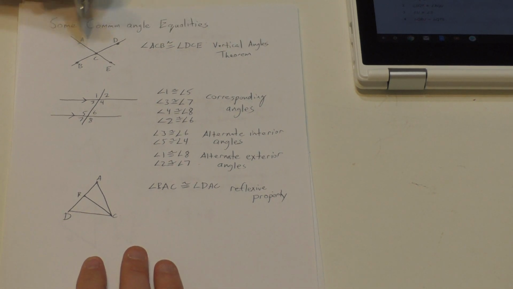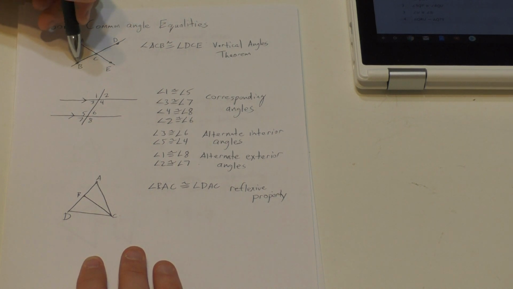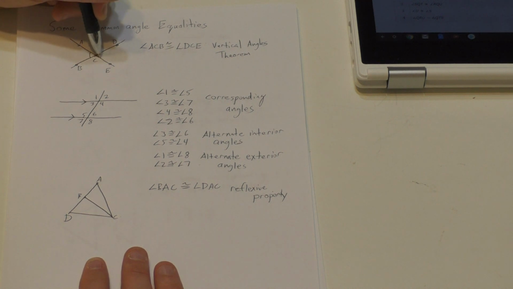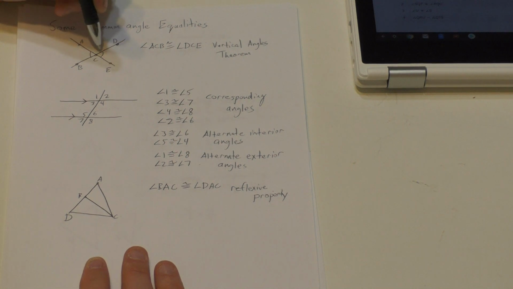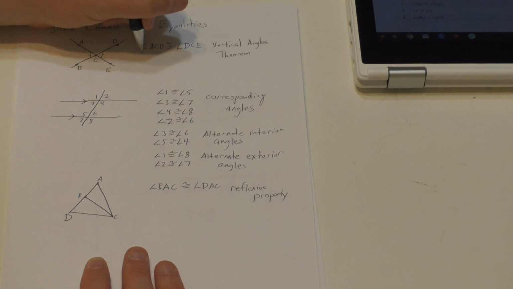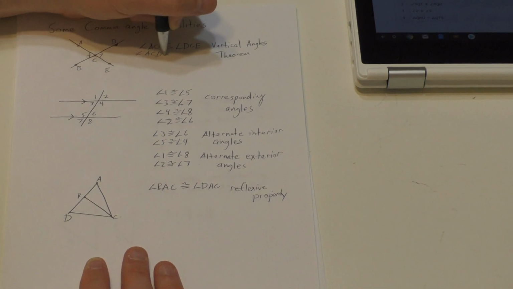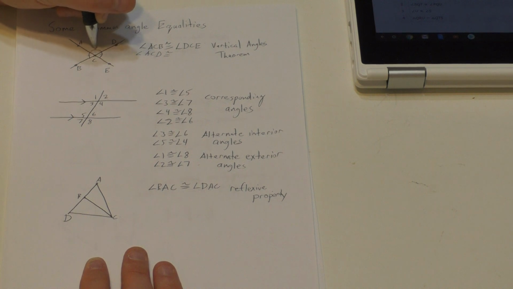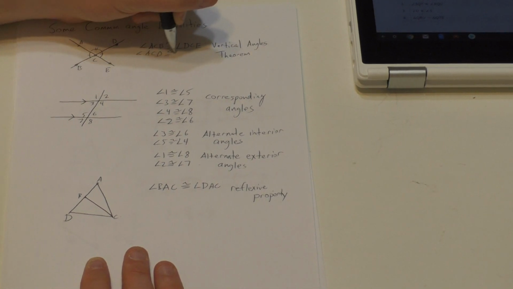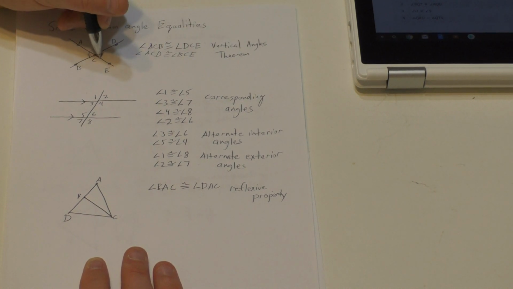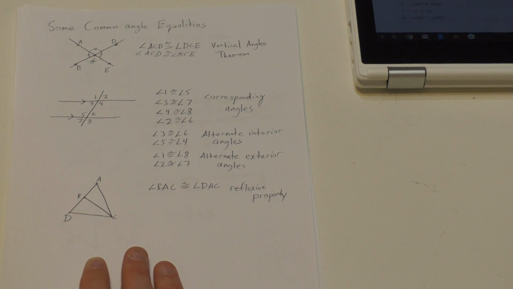First is the vertical angles theorem. It says this: so ACB, this angle, is equal to DCE, because they're across the vertex from each other. That also means that, I didn't write this down, ACD is equal to BCE. Alright, so that's the vertical angles theorem, so think across the vertex.